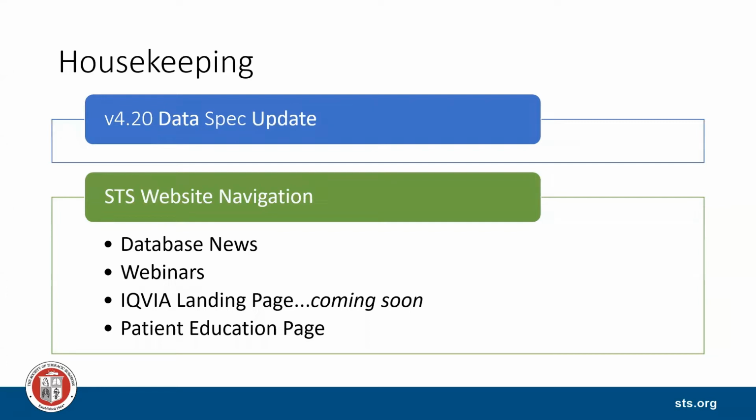We will have a call on the 30th to go over version 4.20 in more detail, so the purpose of that call is specific to version 4.20. So I ask that you hold questions regarding that data spec upgrade until we get to that call, just so we can give enough time to other questions or comments regarding the STS National Database, Adult Cardiac Database currently.